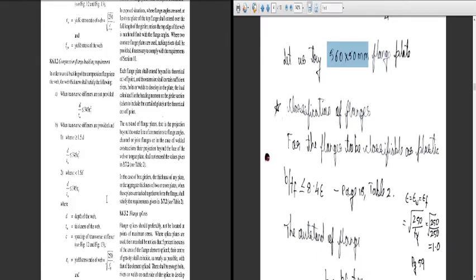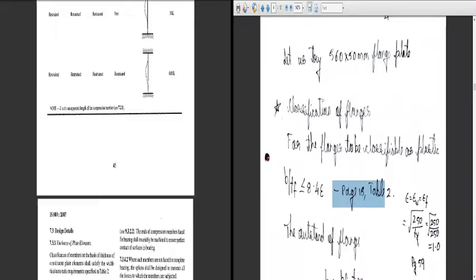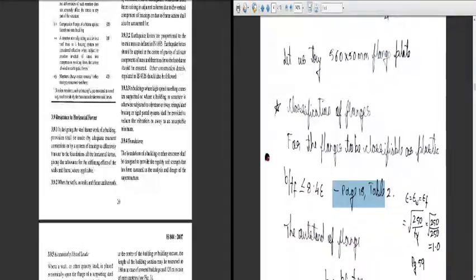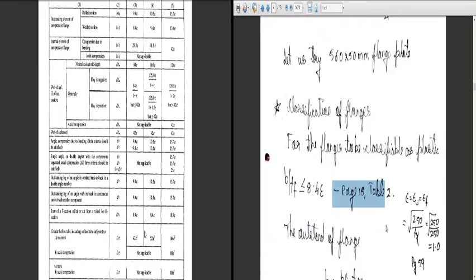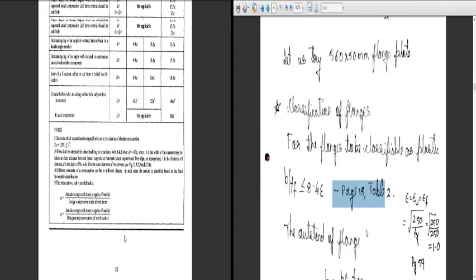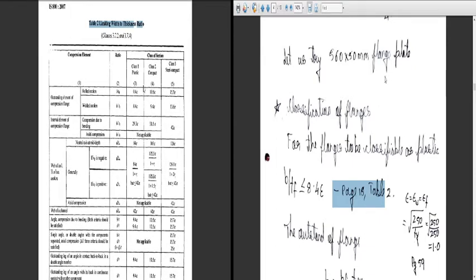Now next is to find out the classification of flanges. So let us go to page number 18 and table number 2 of IS 800 2007. This is table number 2, limiting width to thickness ratio, which is given on page number 18. Here we have to find out the classification of section. As discussed earlier, there are 4 classifications of section. Class 1 is plastic, class 2 is compact, class 3 is semi-compact and class 4 is slender. So we have to find out the classification of the section which we have decided.